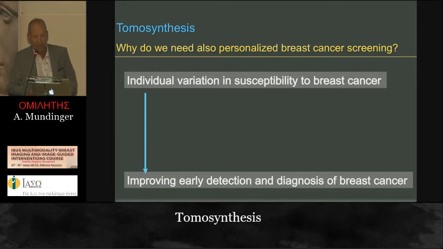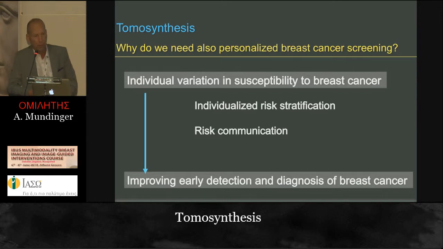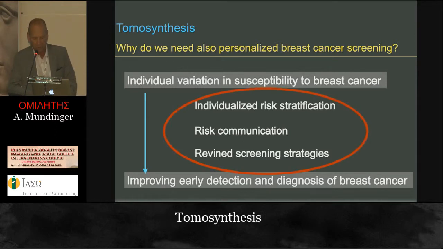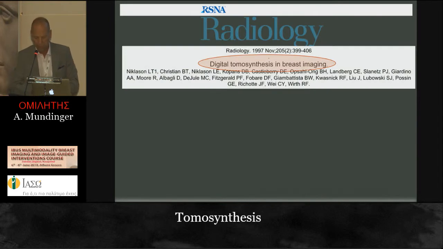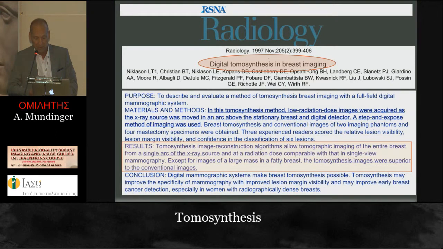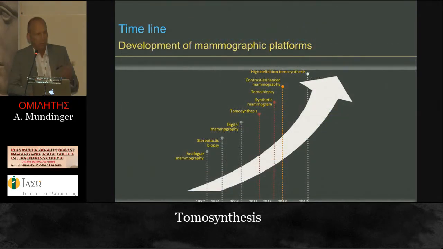Because every woman has an individual variation in susceptibility to breast cancer. And this individualized risk stratification helps you for better risk communication, but you also need refined screening strategies to end up in an improved early detection of breast cancers. And this is the first publication on digital tomosynthesis, and it was about phantoms and mastectomy specimens, but the message was very clear. It is superior to the conventional images, and this is the main key message to you.